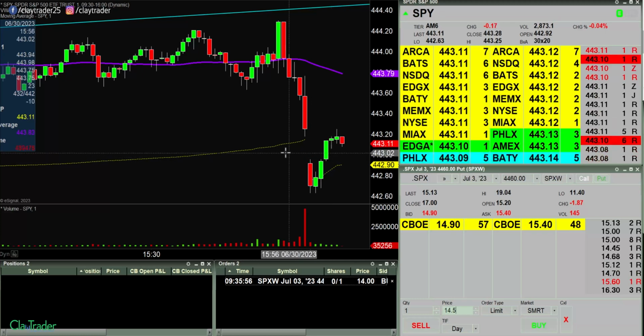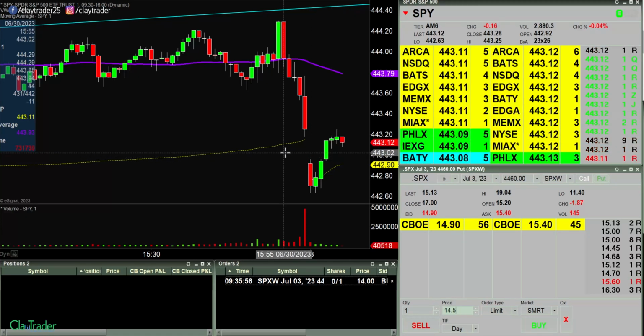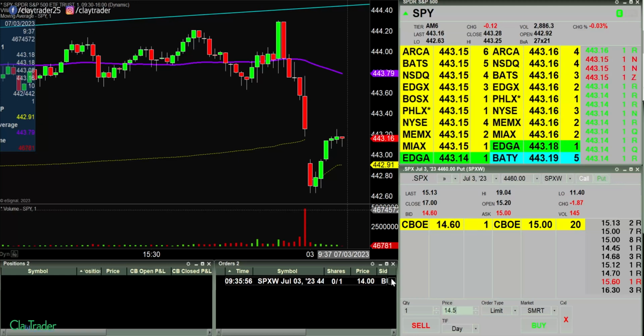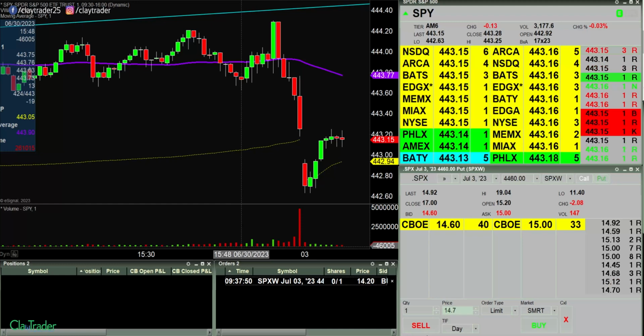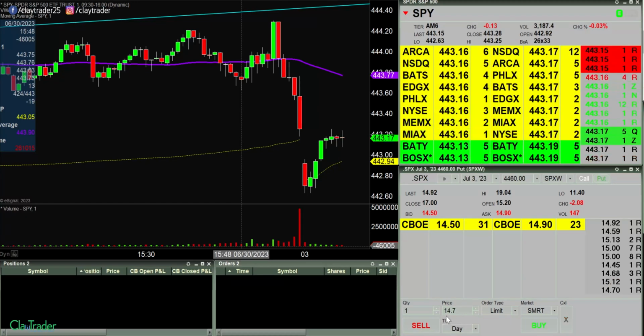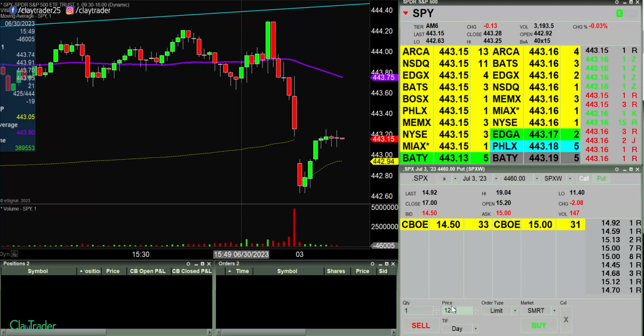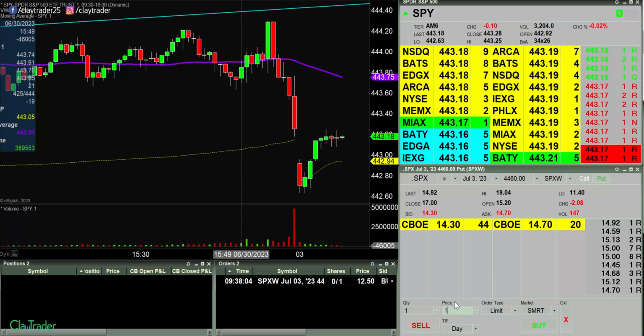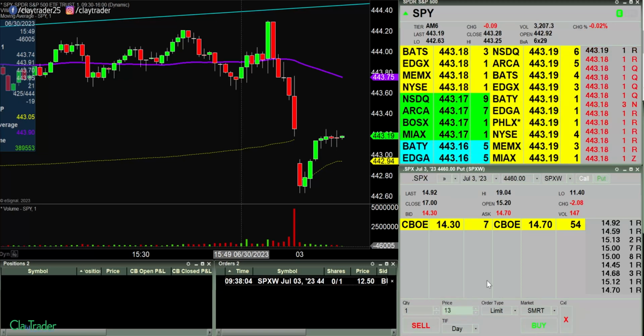Well, might have been a little too late to that one. I will pause and I'll keep an eye on it. Have an order at 14.20 here. I'm going to go ahead and cancel that out actually. Looking like this thing might want to push back up. So let me adjust to 12.50 and look for a little bit bigger of a move.